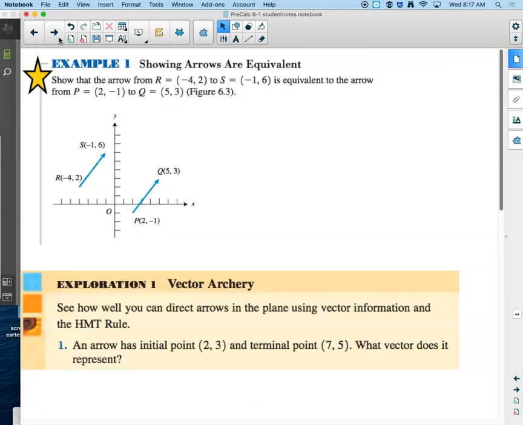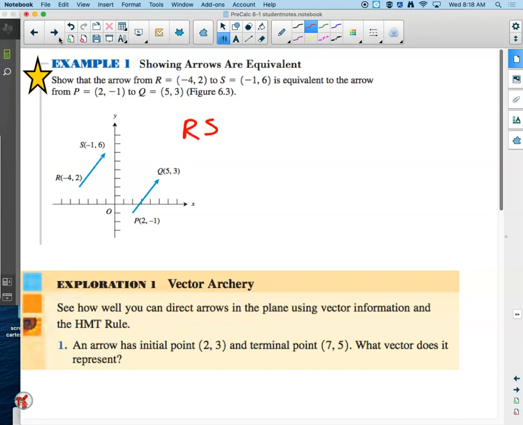So now, example 1 has us do that again, and this time I'm going to write down all the little baby steps and stuff so we have all of that in the notes. So, show that the arrow from R at negative 4, 2 to S at negative 1, 6 is equivalent to the arrow from P at 2, negative 1 to Q at 5, 3.